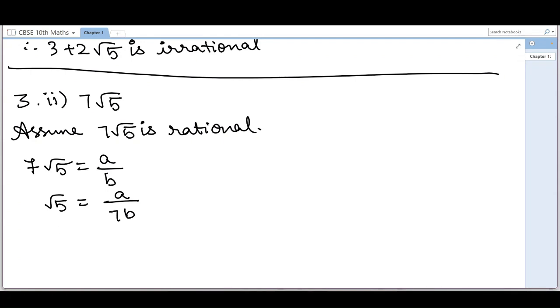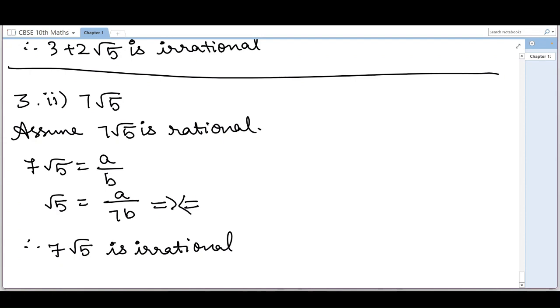What we have obtained is a by 7b, a rational number, whereas the left hand side, root 5, is an irrational number. So what we have obtained contradicts the idea that root 5 is irrational. Therefore what we have assumed is wrong. Thus we have determined 7 root 5 is irrational, right?